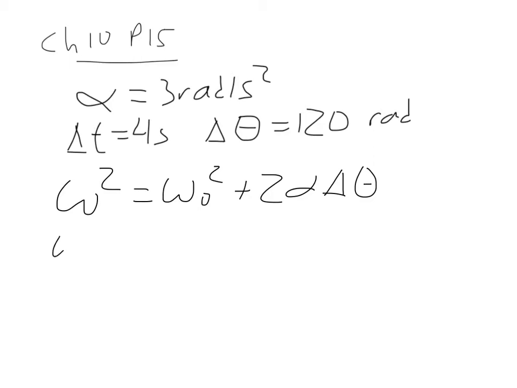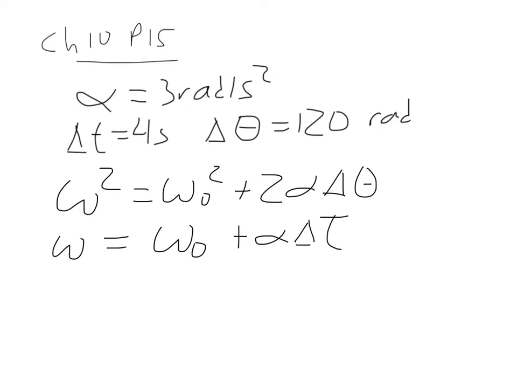I'm also going to bring in the equation omega is equal to omega naught plus alpha delta t. Notice I'm keeping it delta t because usually when we say t, we mean from the start of the motion. But this isn't the start of motion. This is actually some 4-second interval into the motion.